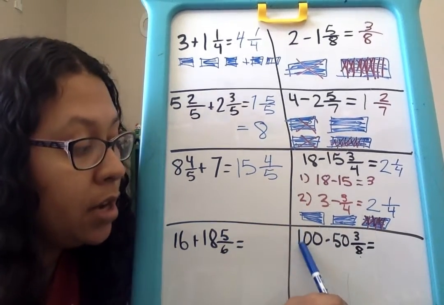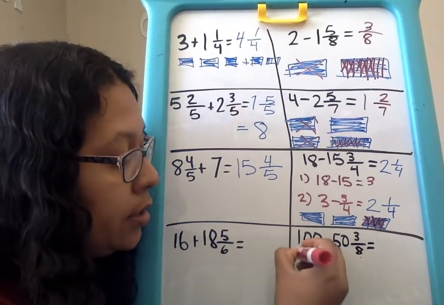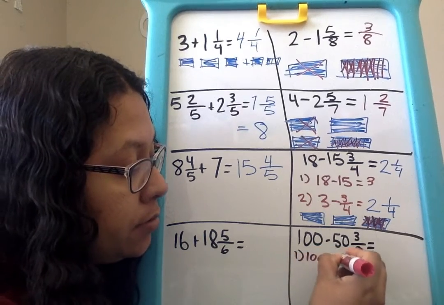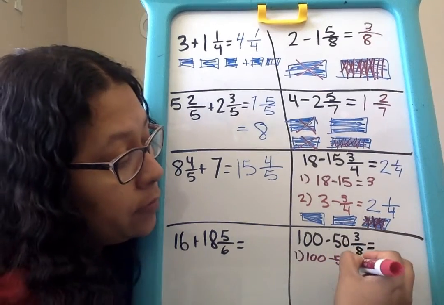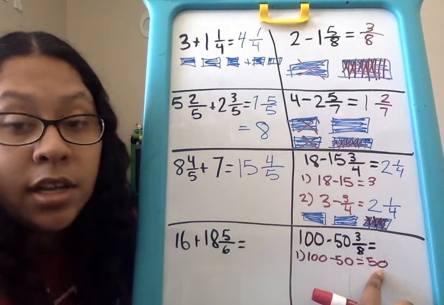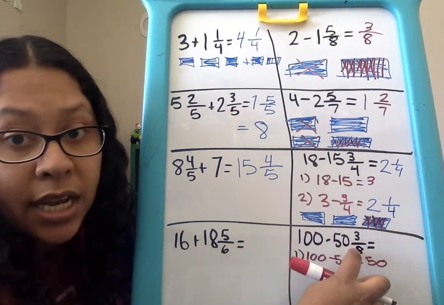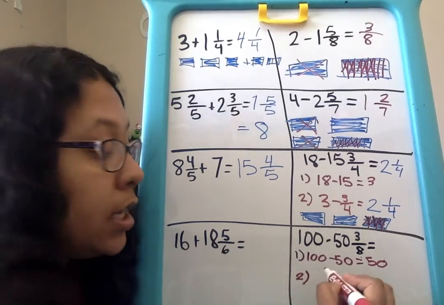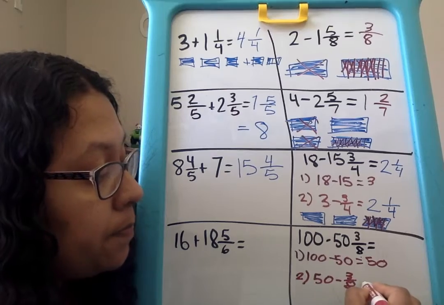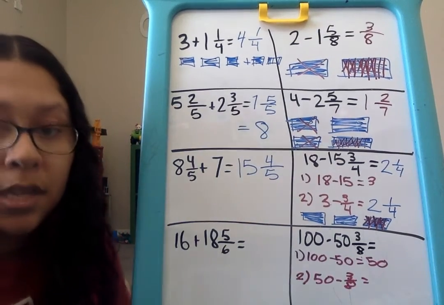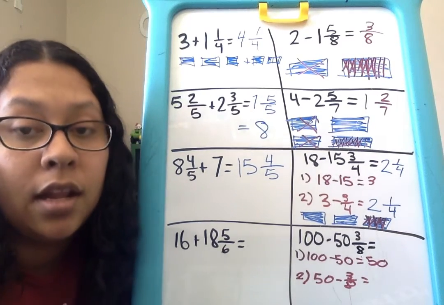So now we have 100 holes, take away 50 holes. So that'll be our step 1. So step 1, 100 minus 50. So I know 100 minus 50 equals 50. So here's our leftover. We have leftover 50. But from the 50, we still need to take away the rest of the 3/8. So now our step 2 is 50 minus 3/8 equals blank.